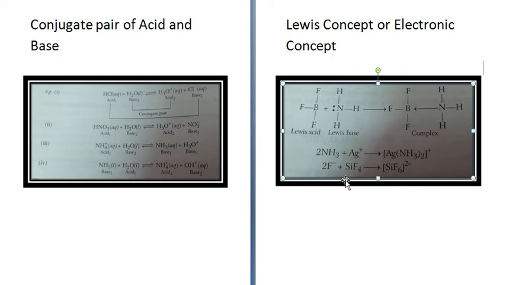Okay, similarly 2NH3 plus Ag plus will give you Ag(NH3)2 plus. 2F minus plus SiF4 will give you SiF6 2 minus.